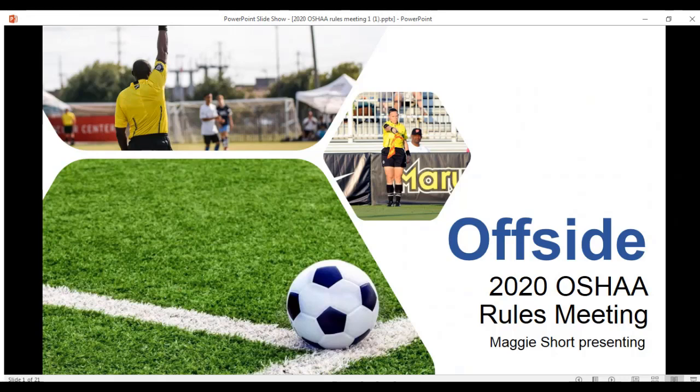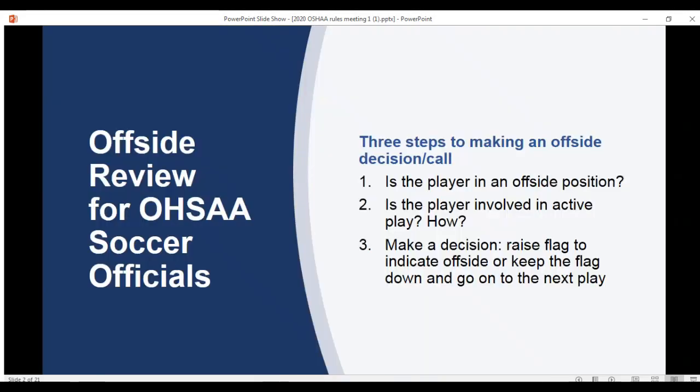Thank you, Don. I appreciate the opportunity to present to everyone today. We will be talking about offside. So to give you a review, because it's always good to review the elements of offside. First and foremost, you have three decisions or three steps you're making in an offside decision or call. Is the player in an offside position? Is the player involved in active play, and how? And then you're going to make your decision of whether you're going to raise the flag to indicate offside or keep the flag down and go on to the next play.